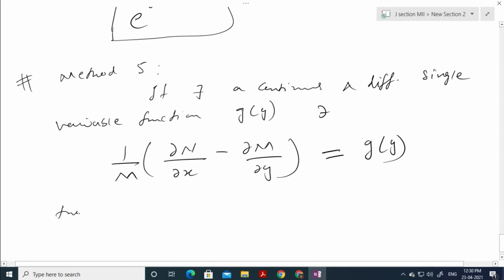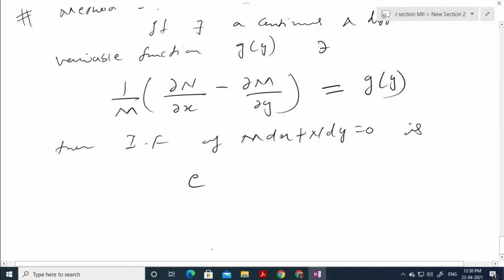Then the integrating factor of M dx plus N dy equal to 0 is what it should be. Now you can tell me: it should be e to the integral g of y dy. This will be your integrating factor, which you have to multiply with the given differential equation and make it exact.